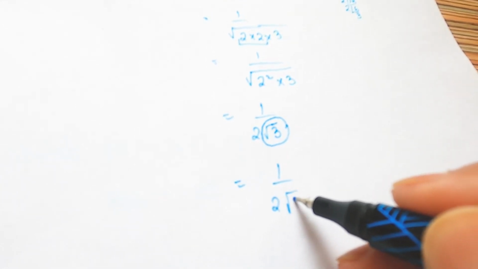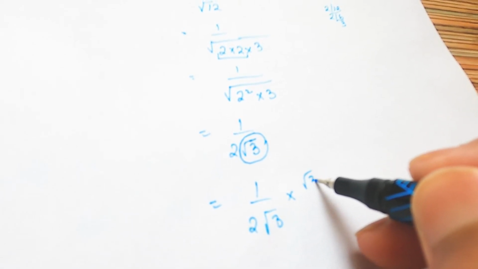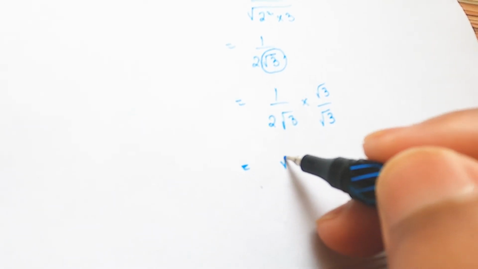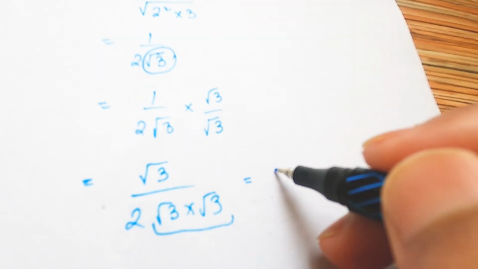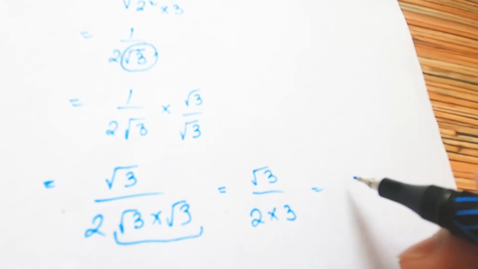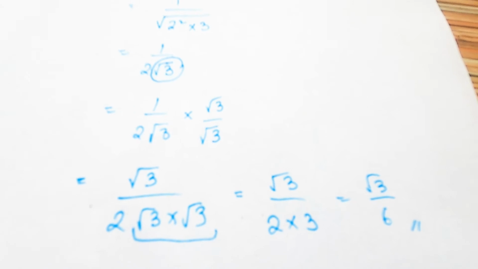So in this case we have to rationalize root 3. How will we rationalize root 3? Very simple, simply by multiplying both numerator and denominator by root 3. So it will become root 3 by 2 root 3 into root 3. Root 3 into root 3 will be 3. So it will be root 3 by 2 into 3, which is root 3 by 6. So this will be your answer.